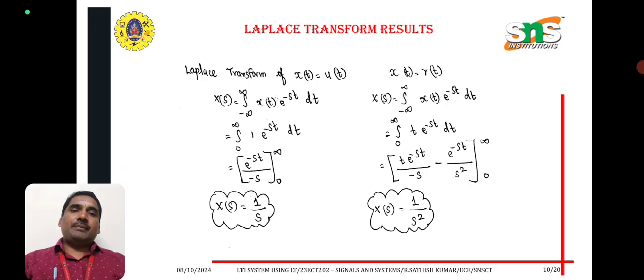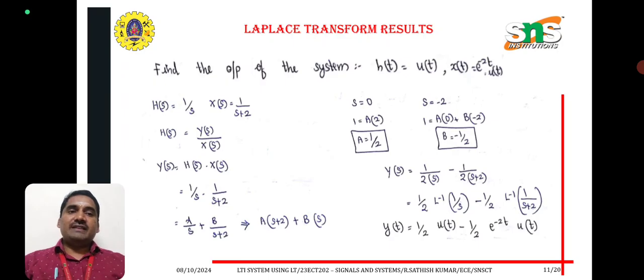How to find the Laplace transform of unit step function? X of s is equal to integral from minus infinity to plus infinity of x of t into e power minus st into dt. We get e power minus st divided by minus s. Applying the integral from 0 to infinity, we get X of s is equal to 1 by s. For unit ramp signal, t into u of t, we can apply the uv method. We get the result as X of s is equal to 1 by s square.